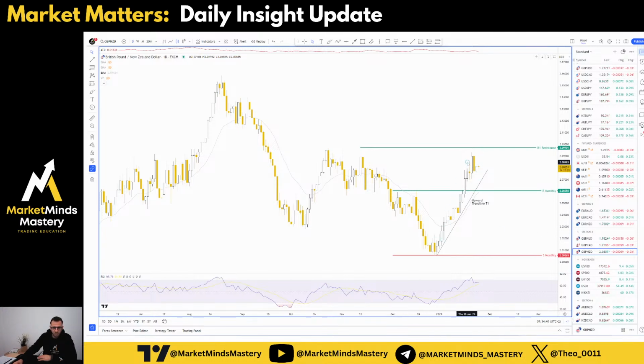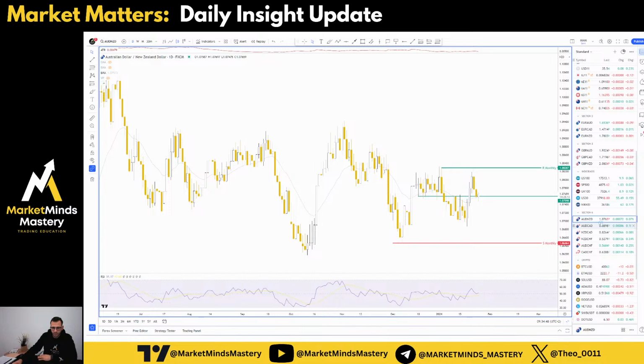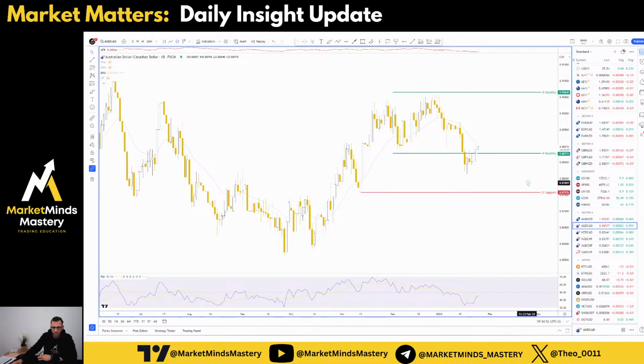Price just moves upwards within a straight line, no corrections, no retracements, nothing. Australian dollar, New Zealand at the support, maybe we're going to see some bounce upwards.